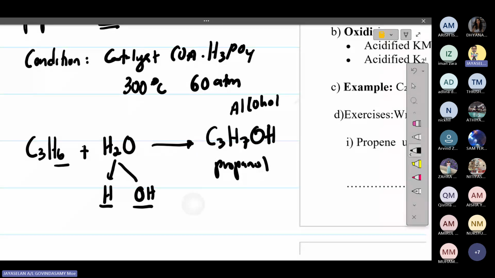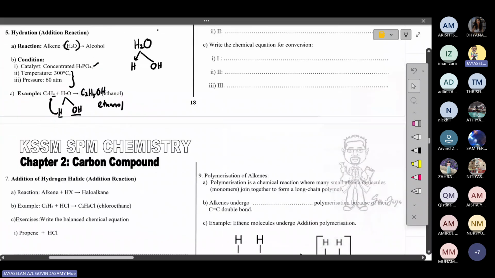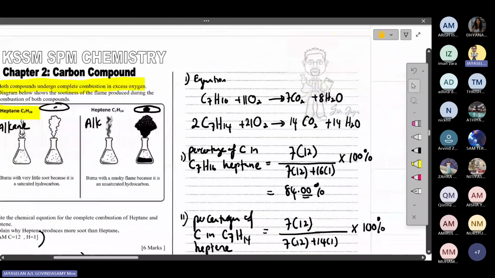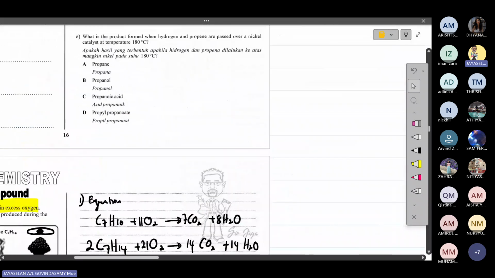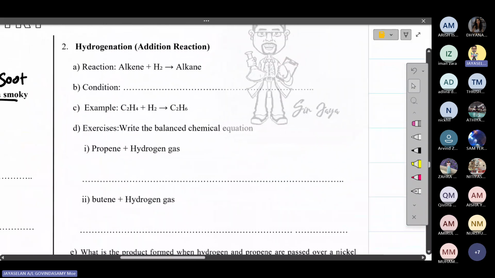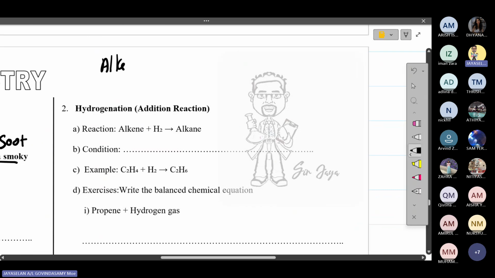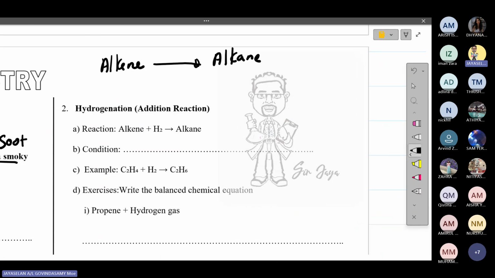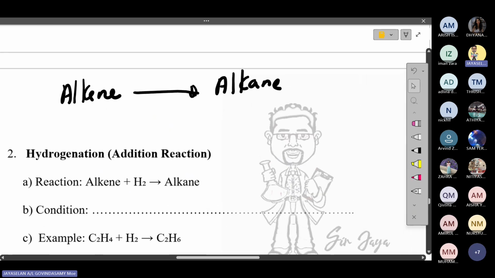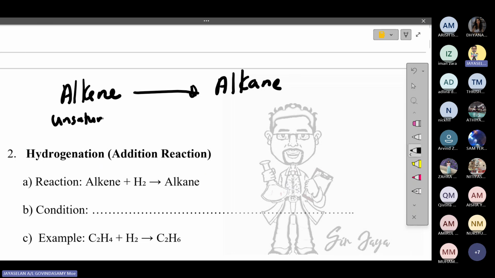No question. Okay, later we will do one question when we go for the last part. I forgot just now. Okay, page number 16, very important. Page 16, if you want to convert alkene into alkane, they will try to confuse you. What is the name of the process to convert unsaturated hydrocarbon to saturated hydrocarbon?